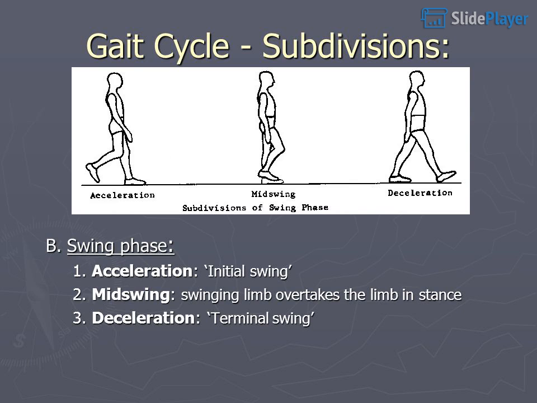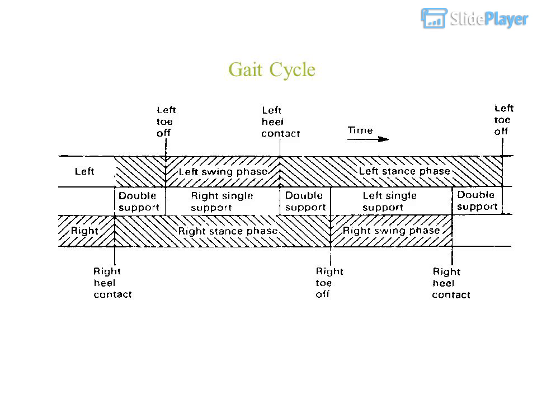Gait cycle, subdivisions. B, swing phase. 1. Acceleration, initial swing. 2. Mid-swing, the swinging limb overtakes the limb in stance. 3. Deceleration, terminal swing.